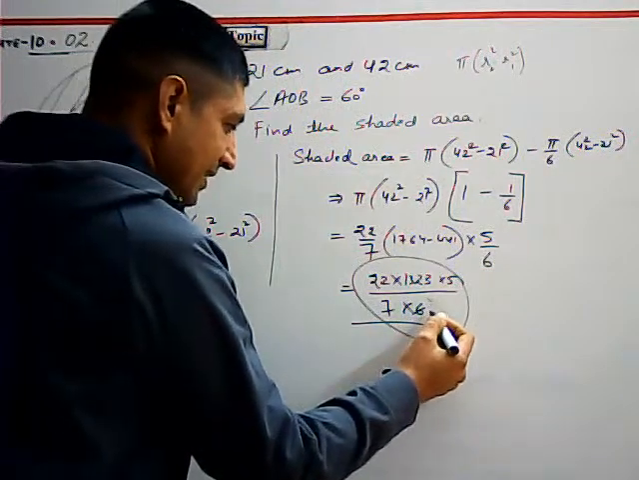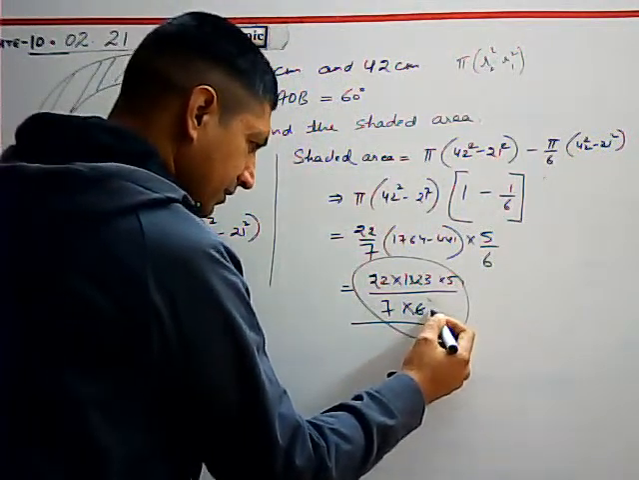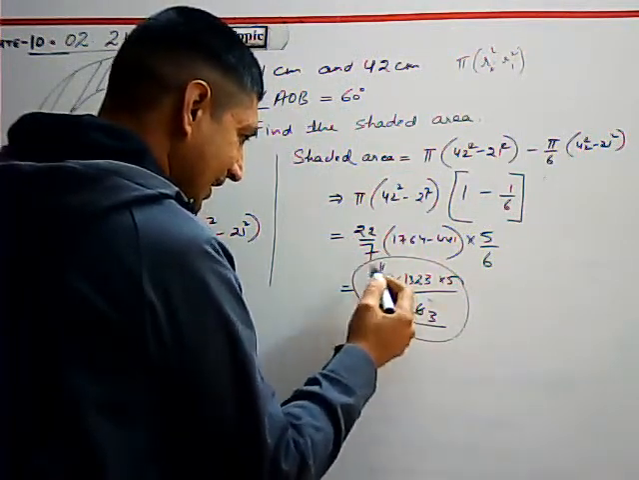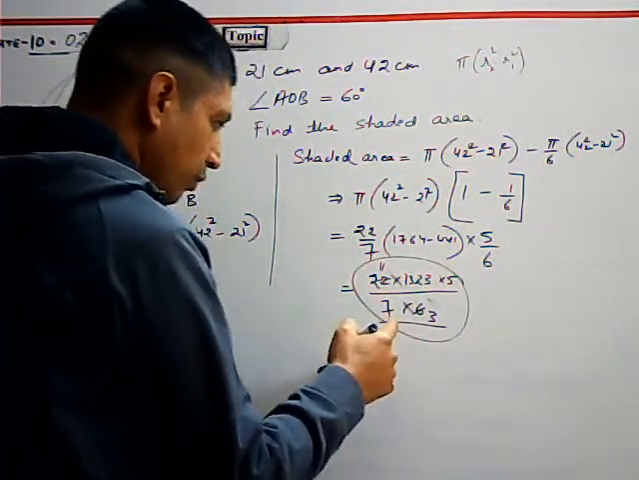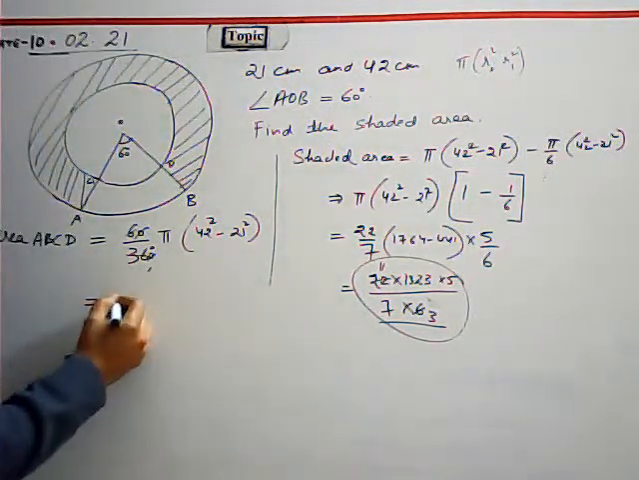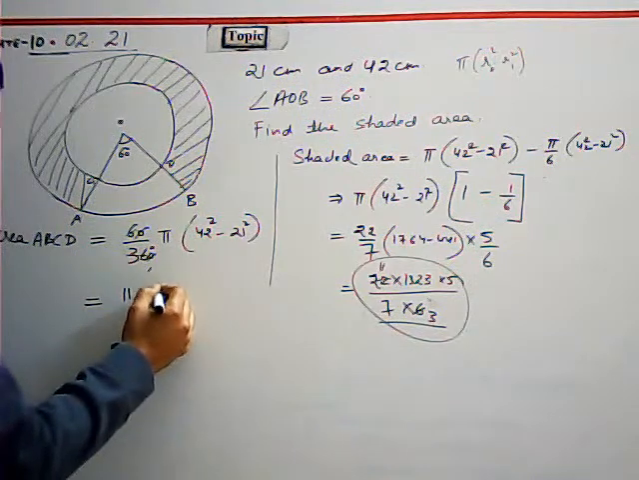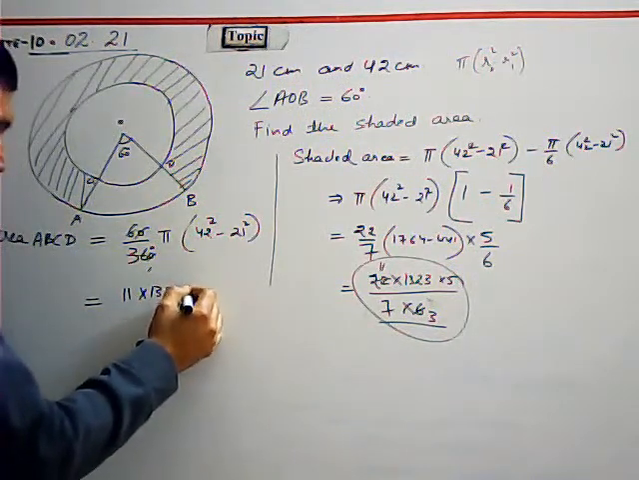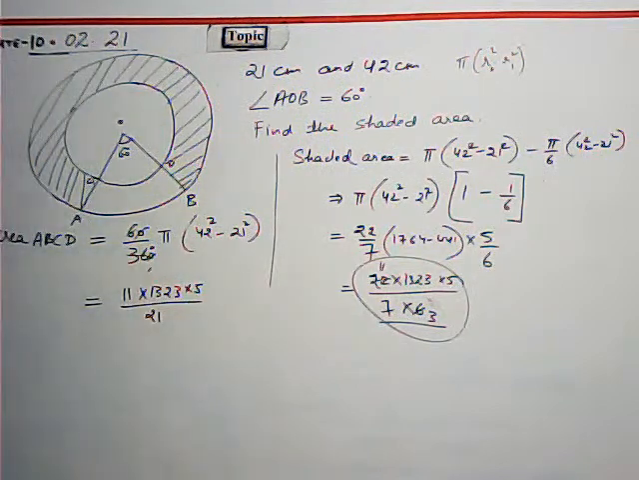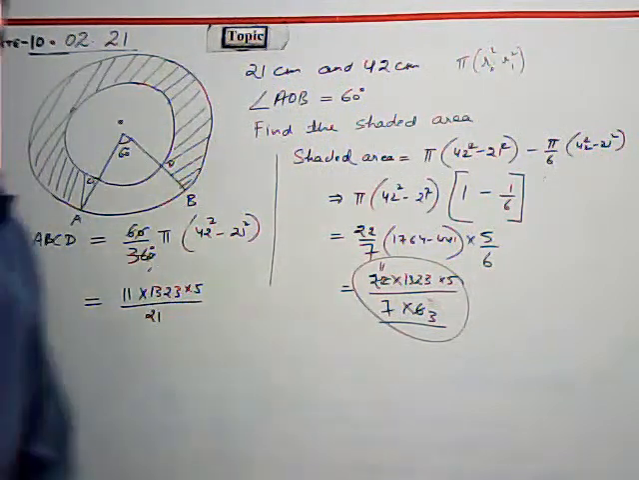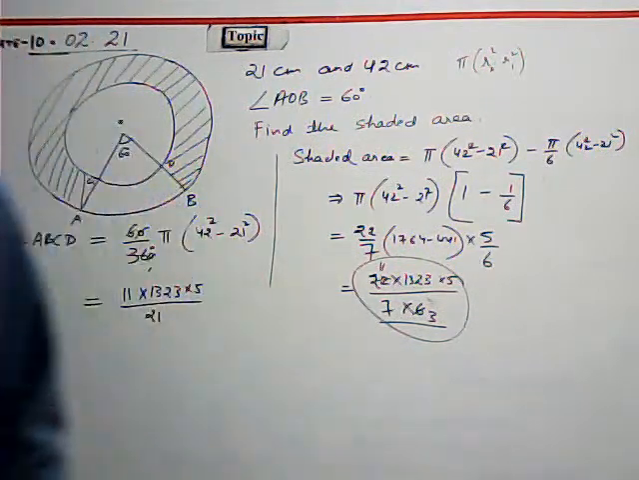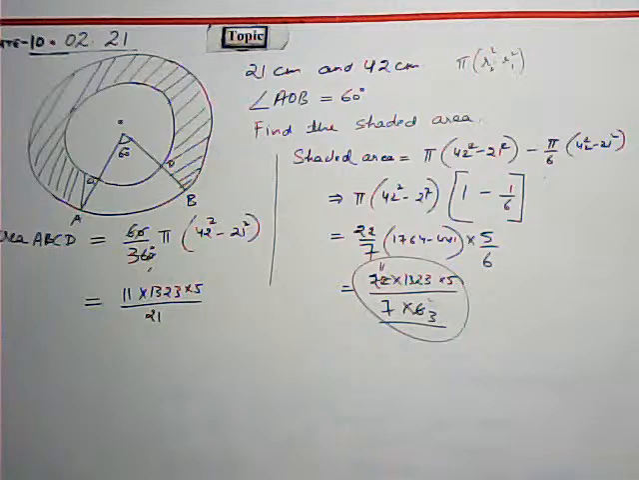3 2s are 6, it is 11, so it is 21. We have here calculation, that is 11 into 1323 into 5 upon 21, right? So you can solve it and you will find the shaded area, right? So let's take one more question.